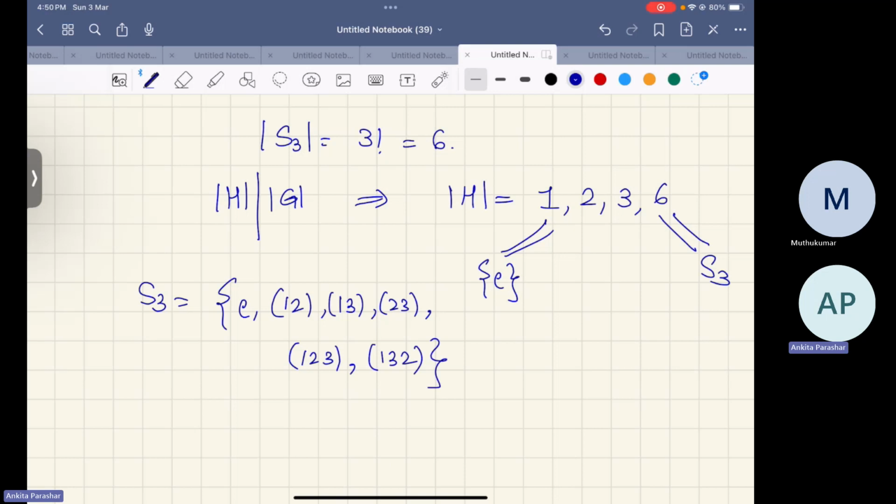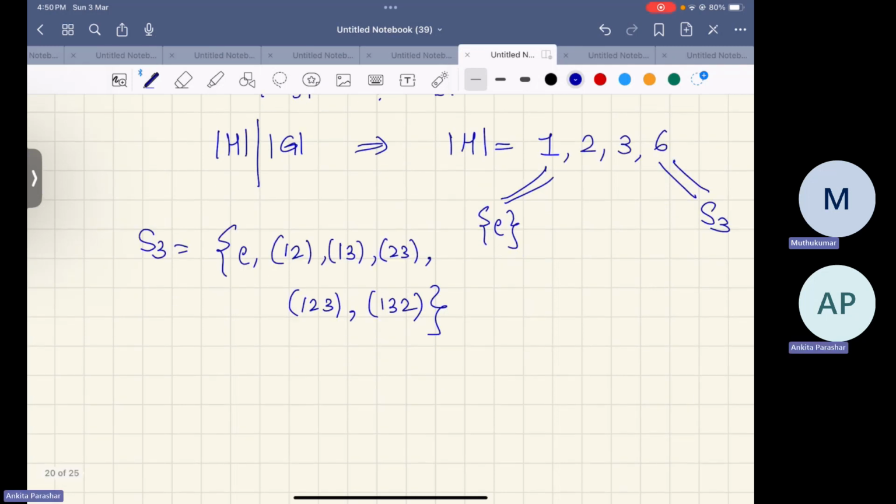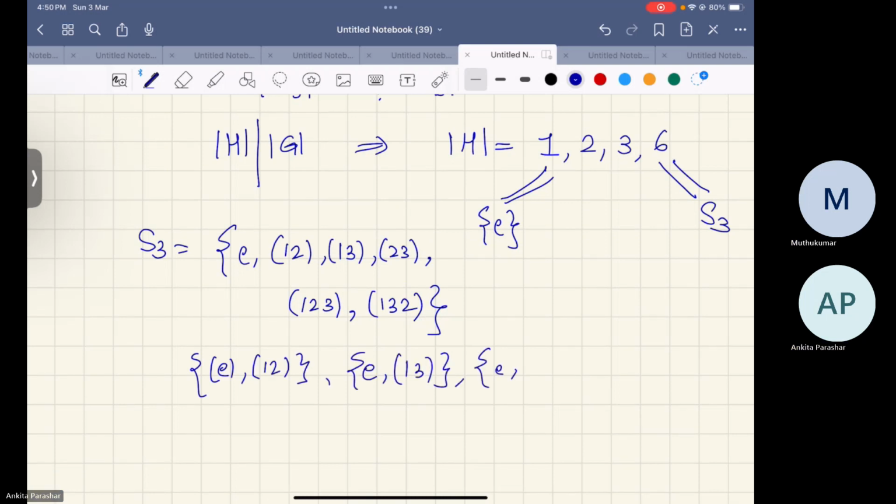So order 2 subgroups and order 3 subgroups. Can you make out of this? Yes, 3 order 2 subgroups, and 1 order 3 subgroup.